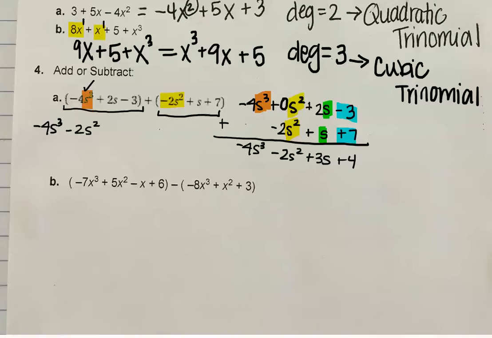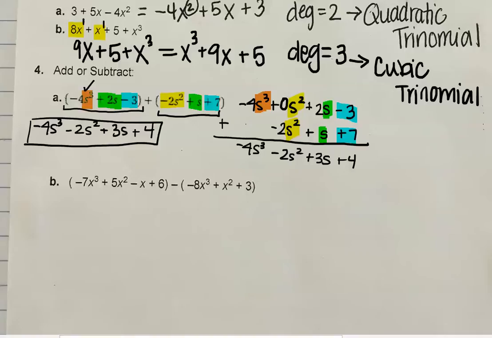Then I go on to the linear terms, the 1 degree terms, and we see that we do have to add there. We have negative 2s plus s, which would give you plus 3s. And then last but not least, we have the constants. So negative 3 plus 7, which would be 4. So you get the same answer either way. I just want to show you both horizontal and vertical because you're going to see both in your homework.